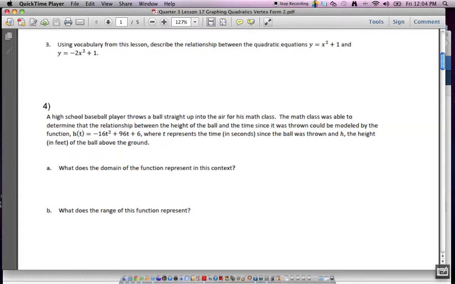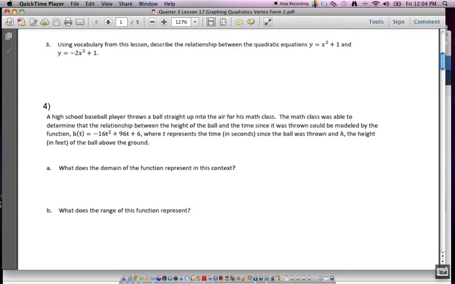And by the way, you could always put this in the calculator and see this. If the top one looks like this, the bottom one is going to look like this. It's going to be skinnier, and it's going to be negative. In both cases, they share the same vertex of 0, 1. Any questions? All right, next.